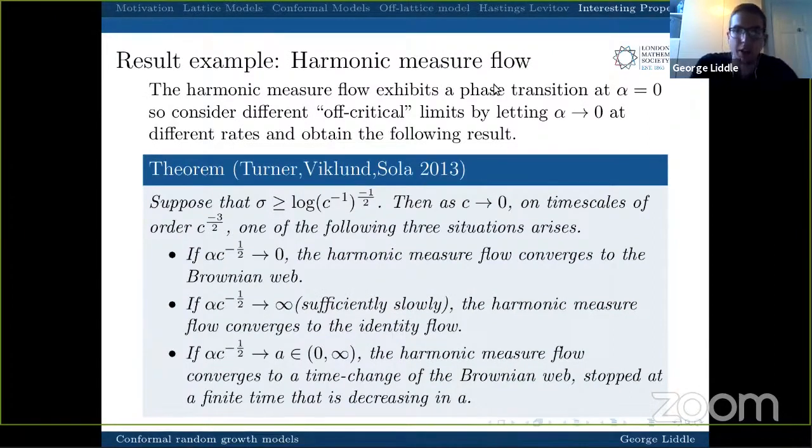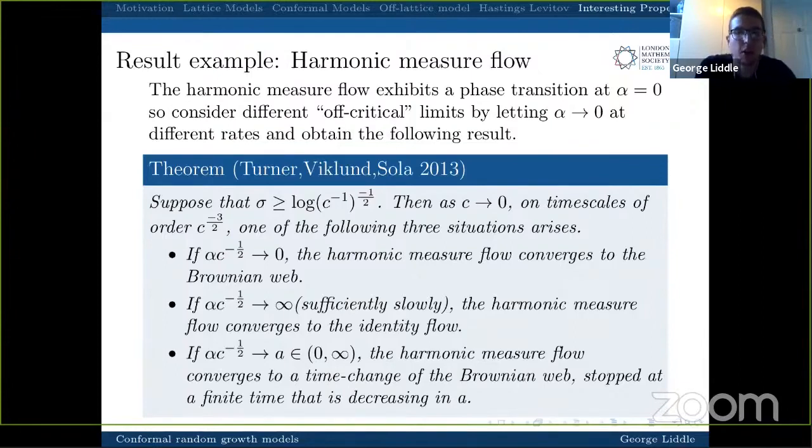In this case, there's a phase transition at alpha equals 0, so we can't actually consider the value at alpha equals 0, so we have to let alpha converge to 0. We've got this regularization parameter, but we're looking as c tends to 0, so we're in this kind of small particle limit again. What does the harmonic measure flow converge to? It's dependent on the value of alpha c to the minus a half. If that converges to 0, we get the Brownian web. If we have it tending to infinity, we get the identity flow. And if it converges to some number in between, then we also get the Brownian web, but it's a time change. Okay, so that's the final example of a result.